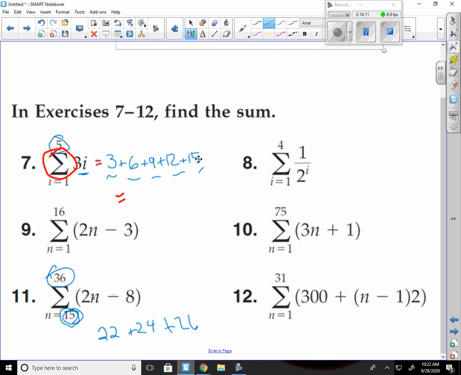So it's 15 plus 15, which is 30, 42, 45. Look at number 8.